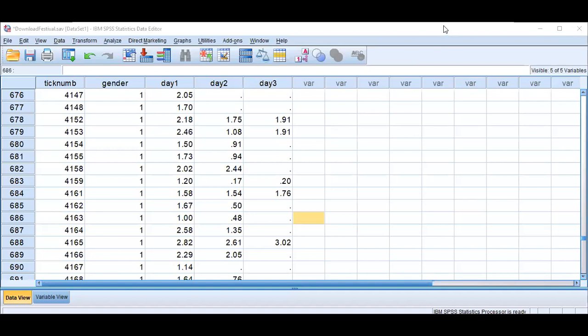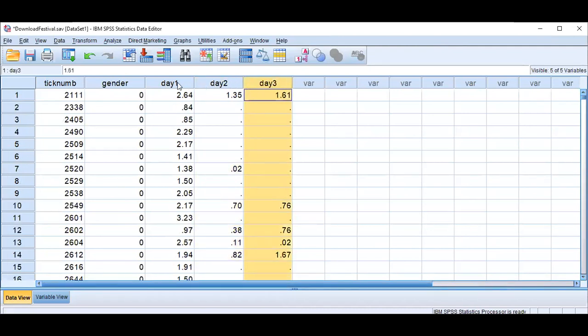Now I think you can look at this slide: gender, day 1, day 2, day 3. So I am finding the normality of my data. This is day 1, day 2, day 3. We should keep in mind, while performing any parametric test, we will check normality of the data and homogeneity.